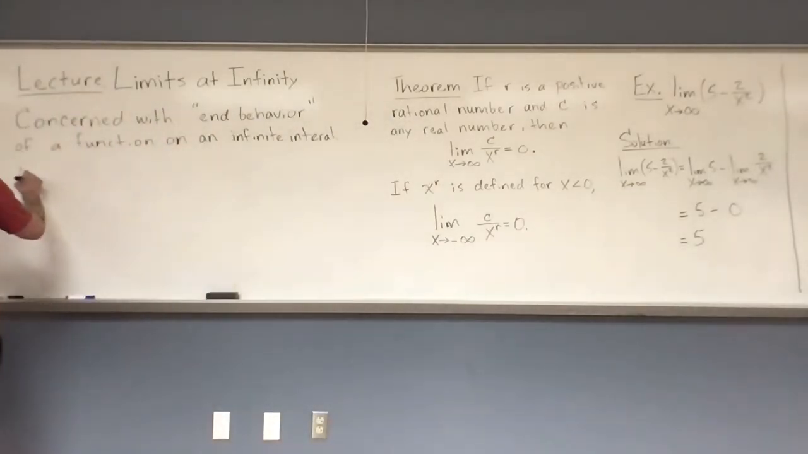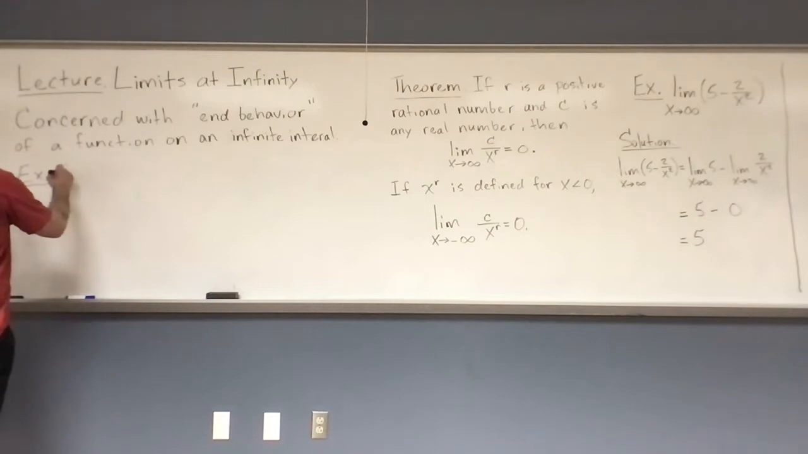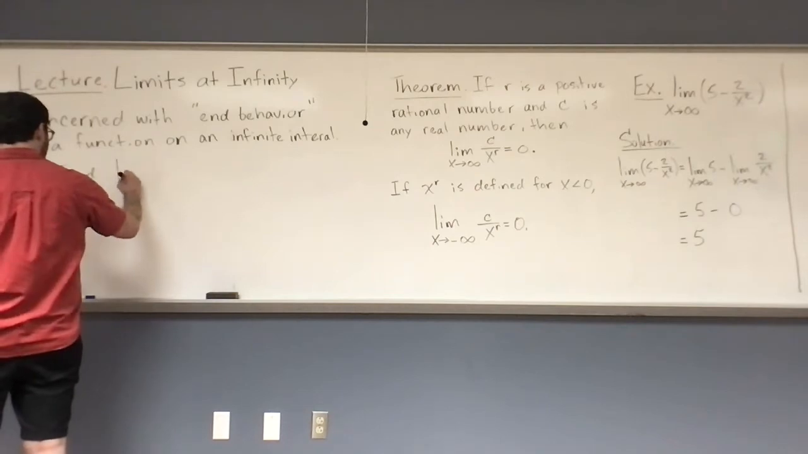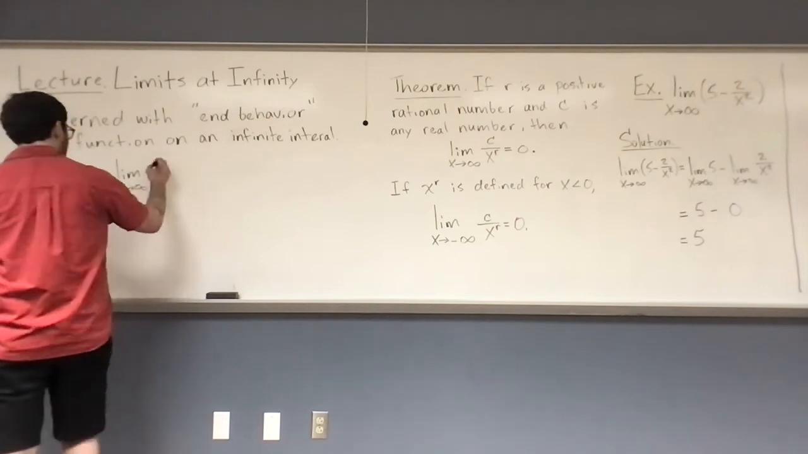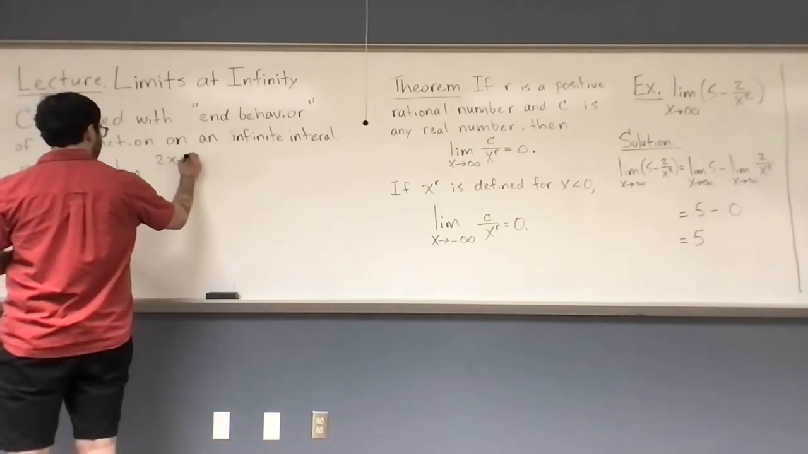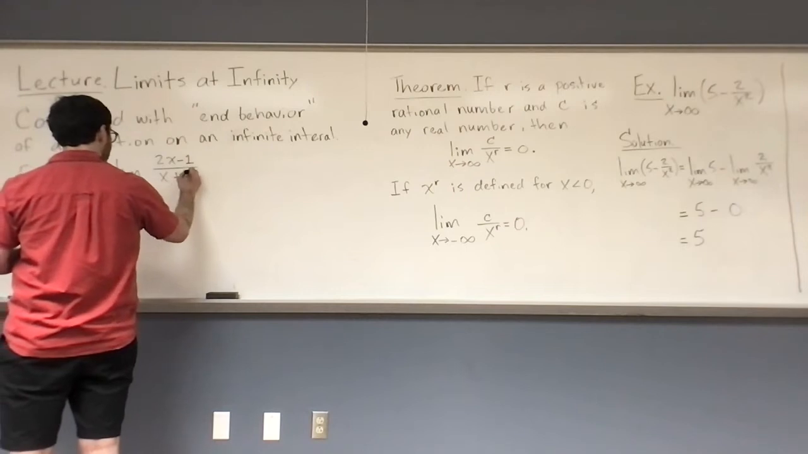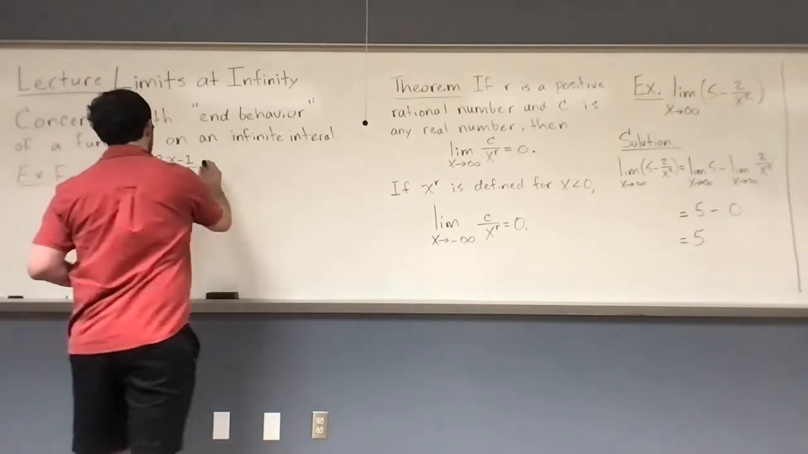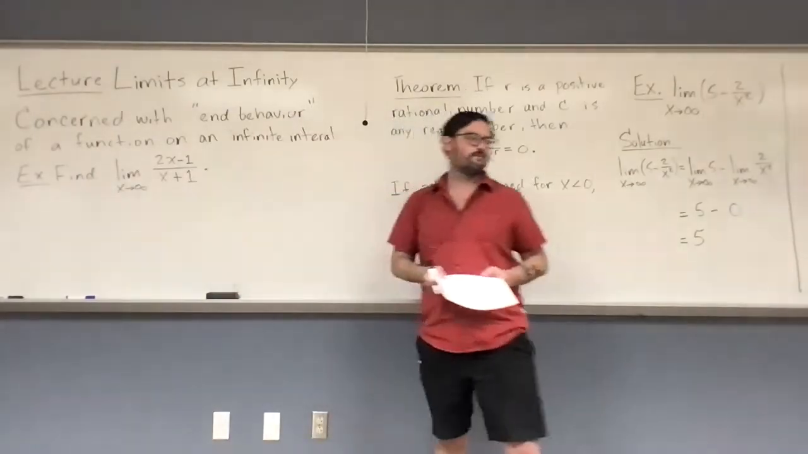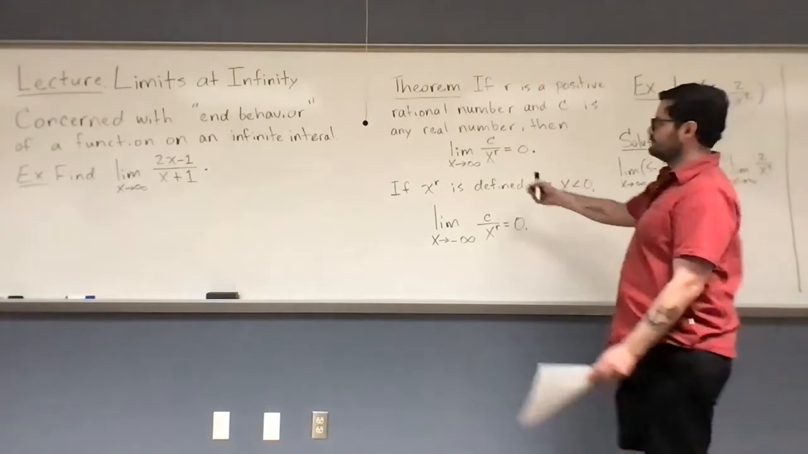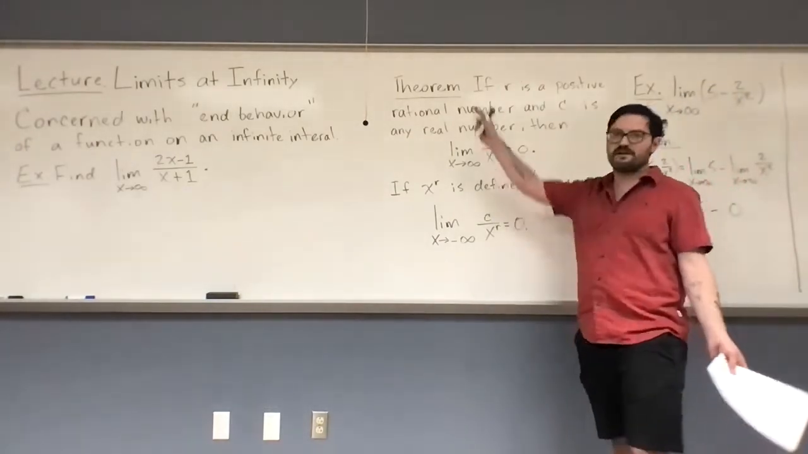Let's look at another example. Find the limit as x goes to infinity of the ratio 2x minus 1 all over x plus 1. Okay. Now, there's x's on top, there's x's on bottom, right? So if you immediately look at this, you don't see a constant in the numerator.